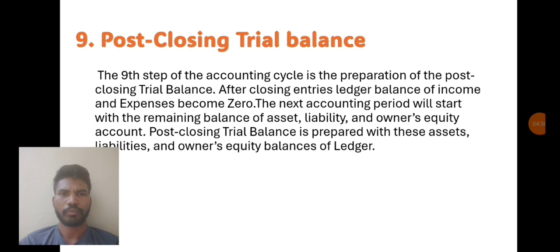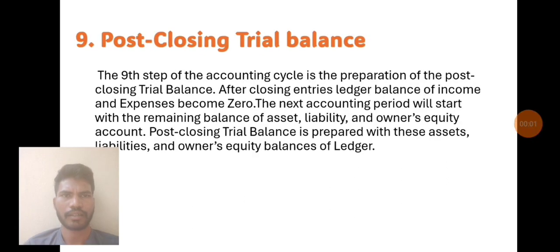Then the next step is post-closing trial balance. The ninth step of the accounting cycle is the preparation of post-closing trial balance. After the closing entry, the ledger balances of income and expenses become zero. The next accounting period will start with the remaining balances of assets, liabilities, and owner's equity accounts. Post-closing trial balance is prepared with the assets, liability, and owner's equity balances of the ledger.